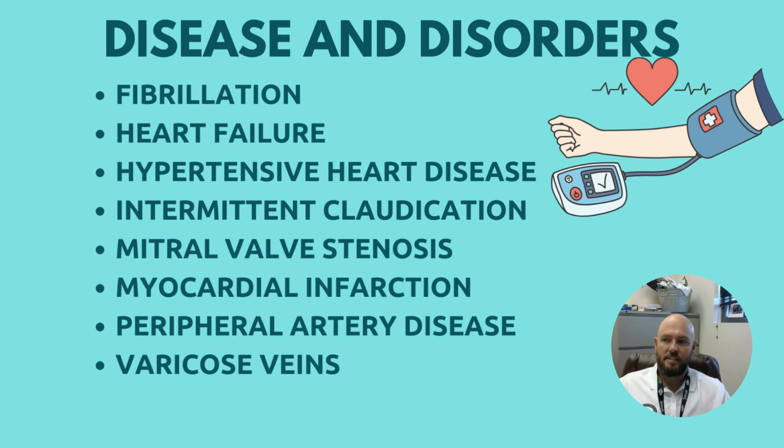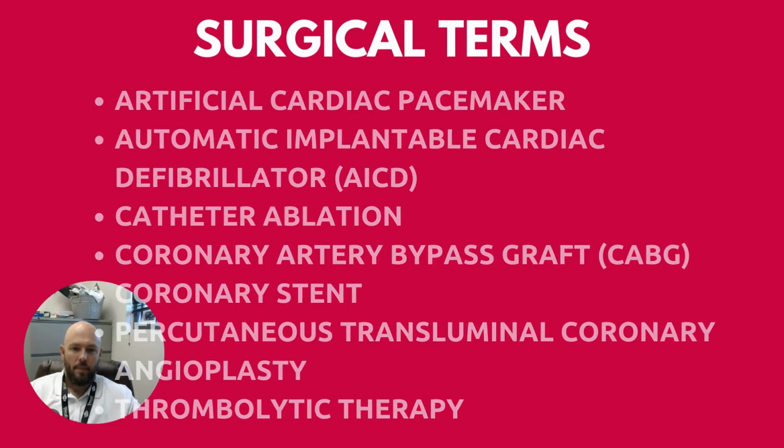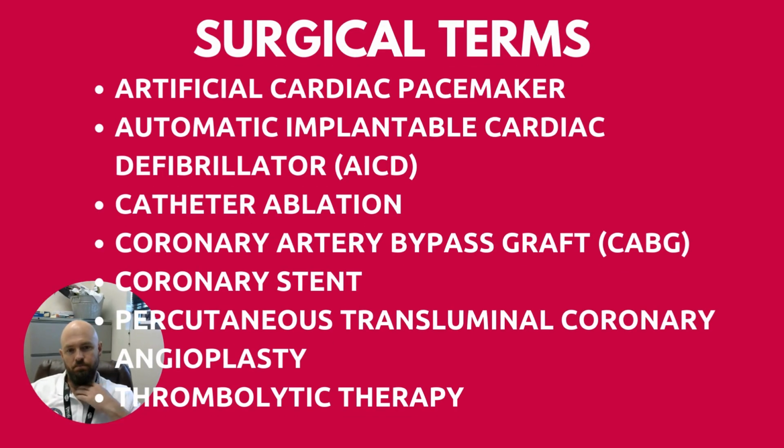Peripheral artery disease is disease of the arms and legs resulting in narrowing or obstruction of the arteries of the peripheries. Varicose veins are distended veins usually found in the lower extremities, often visible from just looking at them. Big swollen veins. Some surgical terms.